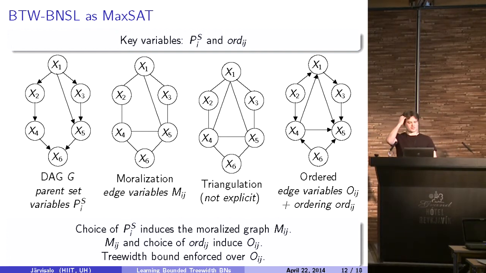For some intuition about how the constraint declaration actually works, we're basically starting non-deterministically from the choice of which of the p_i^S, the parent variables, are true. These induce the moralized graph, the assignments to the m_ij variables, pretty much according to what the definition of a moralized graph is. And then once we have these m_ij and a choice of an ordering over the nodes, these induce the ordered graph. Then we enforce the treewidth bound w using these o_ij.